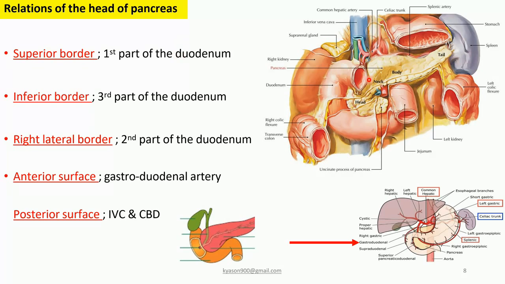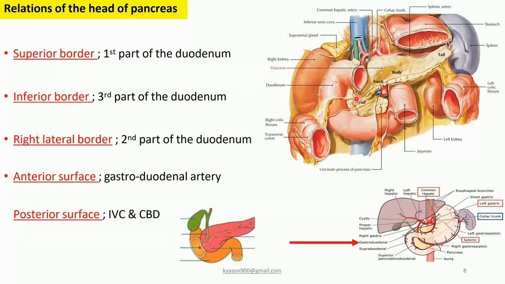So if you look at the head, this is the head of the pancreas. Of course, it has a tongue-like extension that we call the uncinate process, as you can see. And above it, we shall have the first part of the duodenum, also called the duodenal ampulla or the duodenal cup. Inferiorly, we are seeing the third part of the duodenum. Laterally, we have the second part of the duodenum.